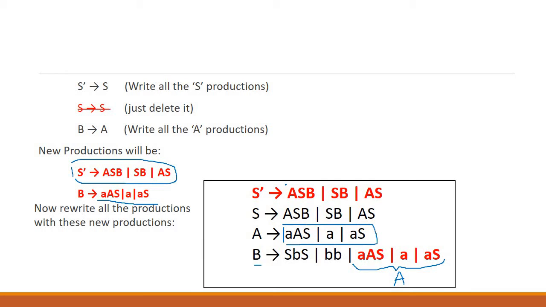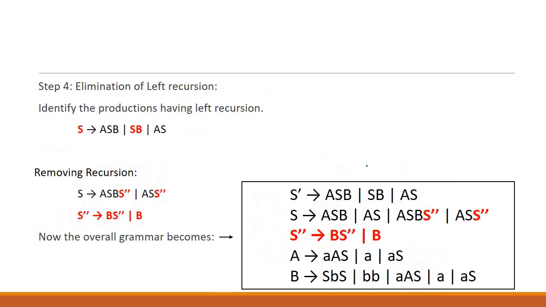Similarly, here it was S, so what we did is put all the values of S productions and replace this S with the productions of S. So this is how we can move on with the steps. This is the same as what we have done in Chomsky's normal form, so we don't need to worry, and nothing is new in it.